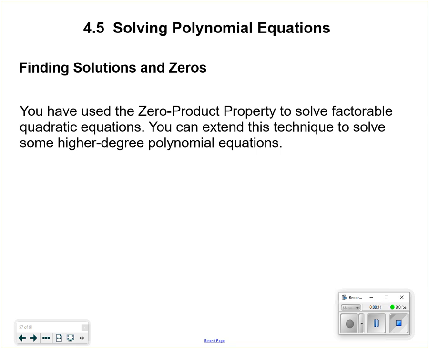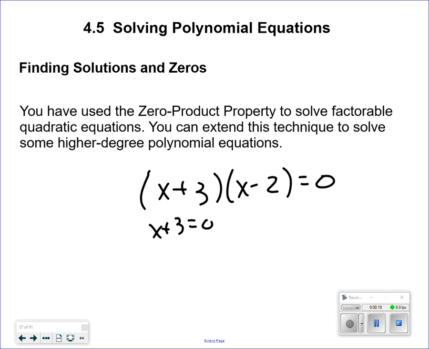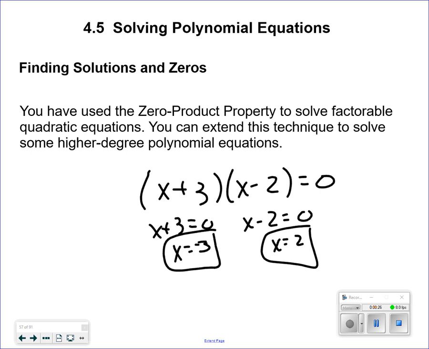And you've done this before. Basically it means if you have something in factored form equaling 0, then you can set each of the factors equal to 0 and solve. So that is the zero product property. It can now be extended to higher degree polynomial expressions. So again, it still works even though you might have more factors.